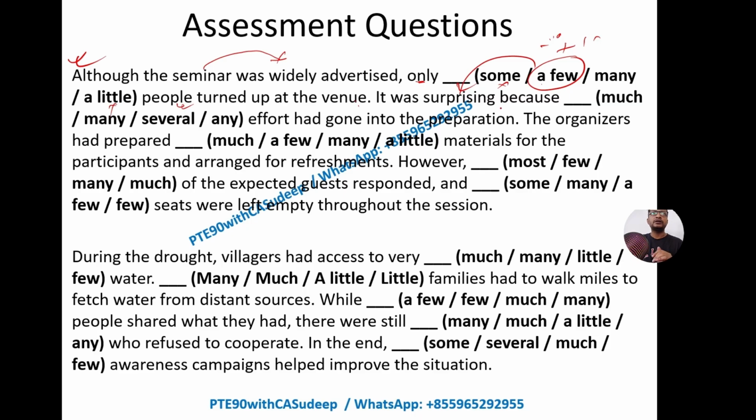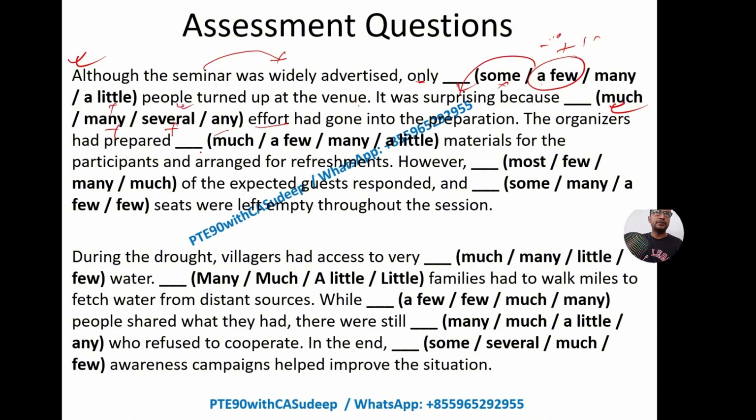It was surprising because dash effort has gone into the preparation. Effort: is it countable or uncountable? It is uncountable, like much sugar. Many cannot come, because it is not countable. Several is used for countable. Any denotes a negative quantity, and we are not saying anything negative here. We are saying we have done a lot of preparation, so the only option left is much. Much effort had gone into the preparation.